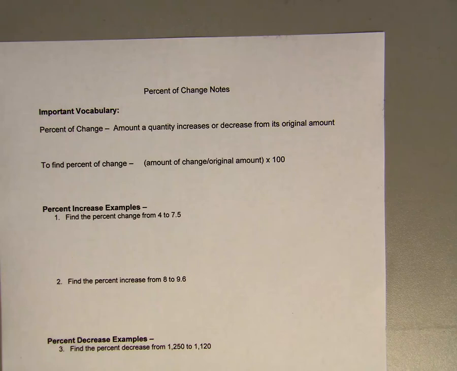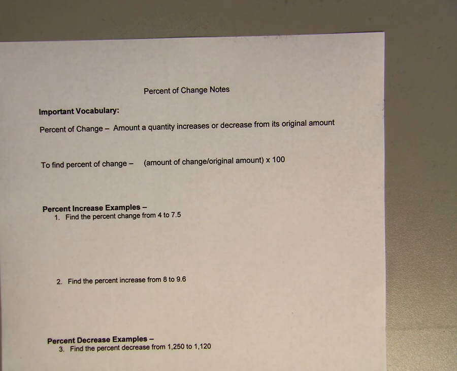Alright, today we're going to work on percent of change. Two key vocabulary words you need to make sure you write down: percent of change is the amount a quantity increases or decreases from its original amount. To find our percent, we're going to find the amount of change first by subtracting the original and the new amount. Then we divide that by the original amount and multiply by 100, and that will get our percent answer.